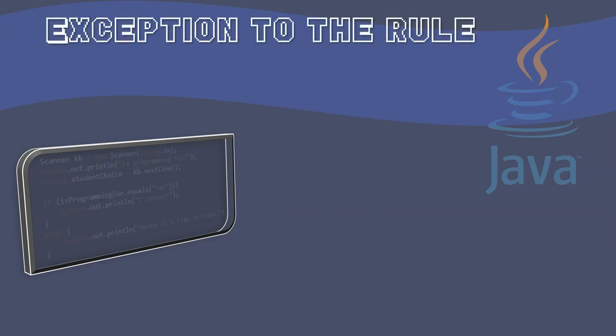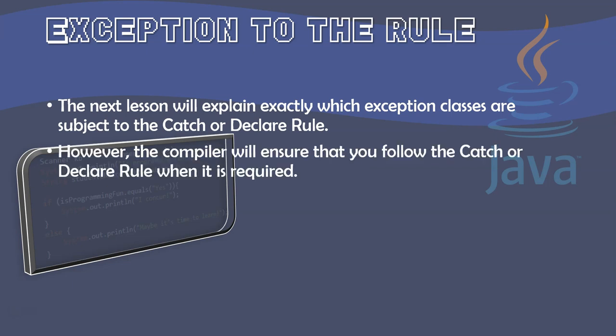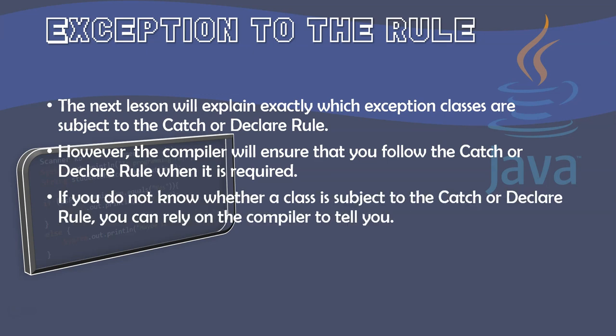Now, of course, with any rule, there's always an exception. We have discussed the catch or declare rule, and we're going to look at exactly which exception classes are subject to that rule. However, one thing to keep in mind already is that the compiler is going to ensure that you follow the catch or declare rule when it is required. So that's a nice thing for us to keep in mind here.